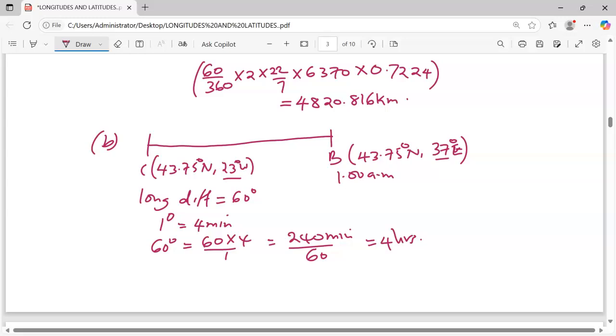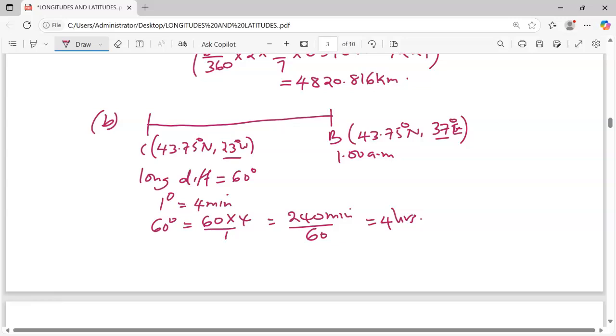In this case, we are going to start from 1 a.m. This is at night. We minus 4 hours, and this will land us at 9:00 p.m. That is the time at point C.